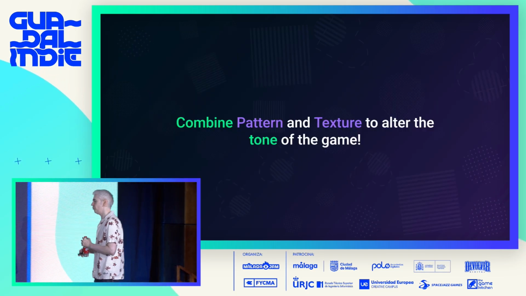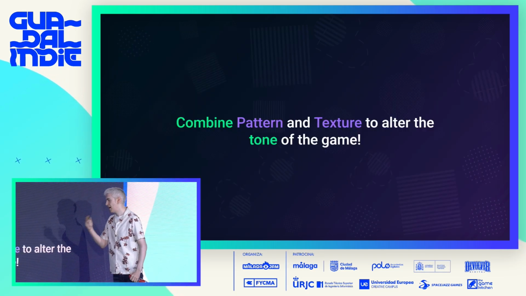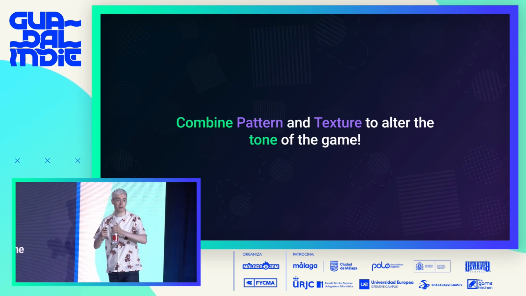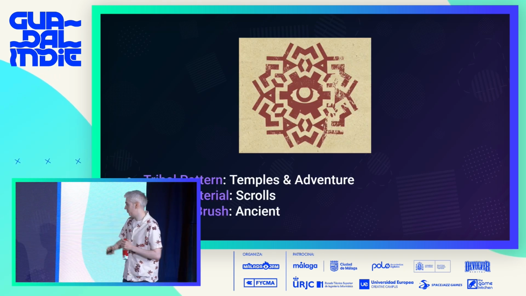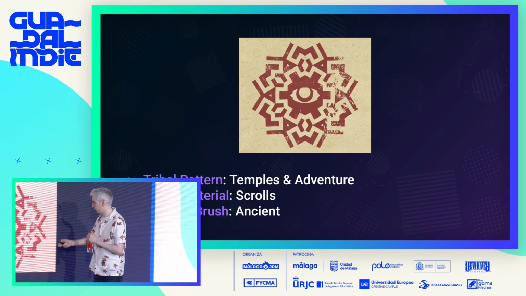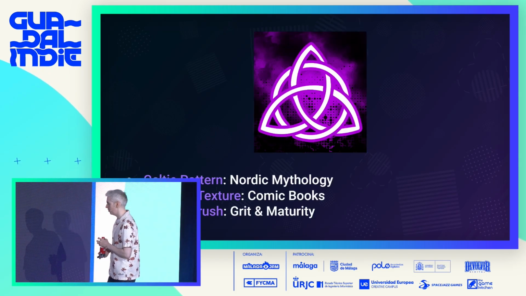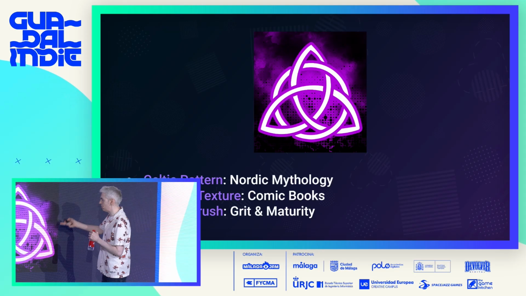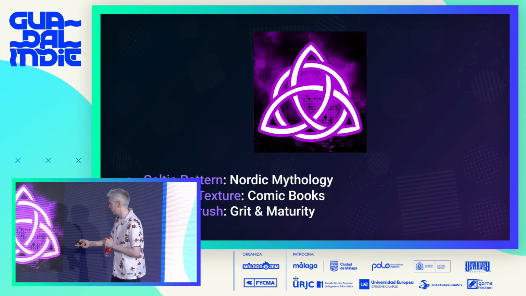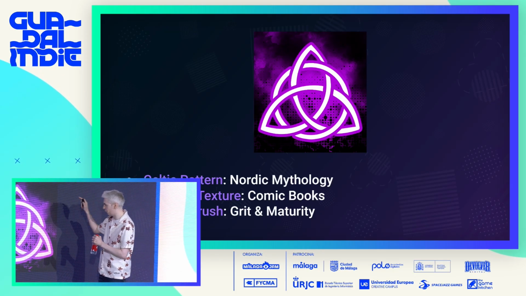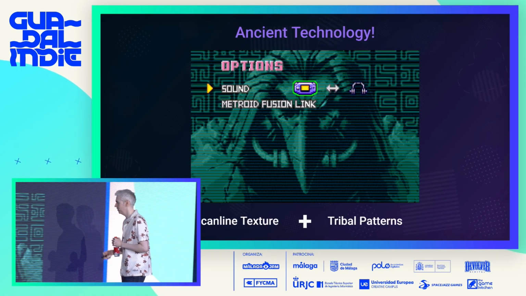And the really cool thing is you can combine pattern and texture to alter the tone of the game completely. So you can do something like this. You've got a tribal pattern, and you've got distress, and it's on a bit of paper, so it looks like it's been stamped. That's really cool. Or you could do a sort of Nordic, Celtic superhero kind of thing. You've got halftone in the background and splodges of grunge. It looks a bit gritty.